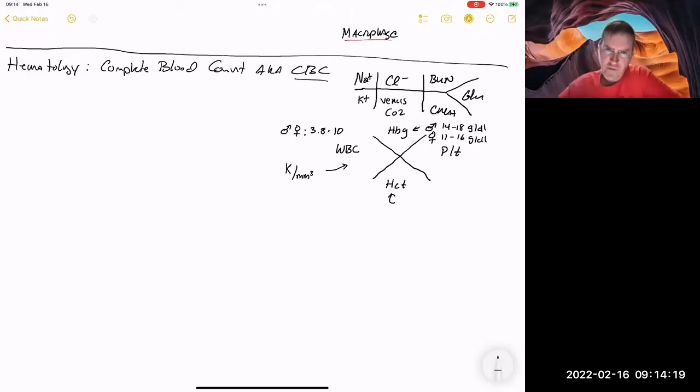And then the hematocrit. Does anyone know what the hematocrit is? HCT, the hematocrit. Anyone know what that is?